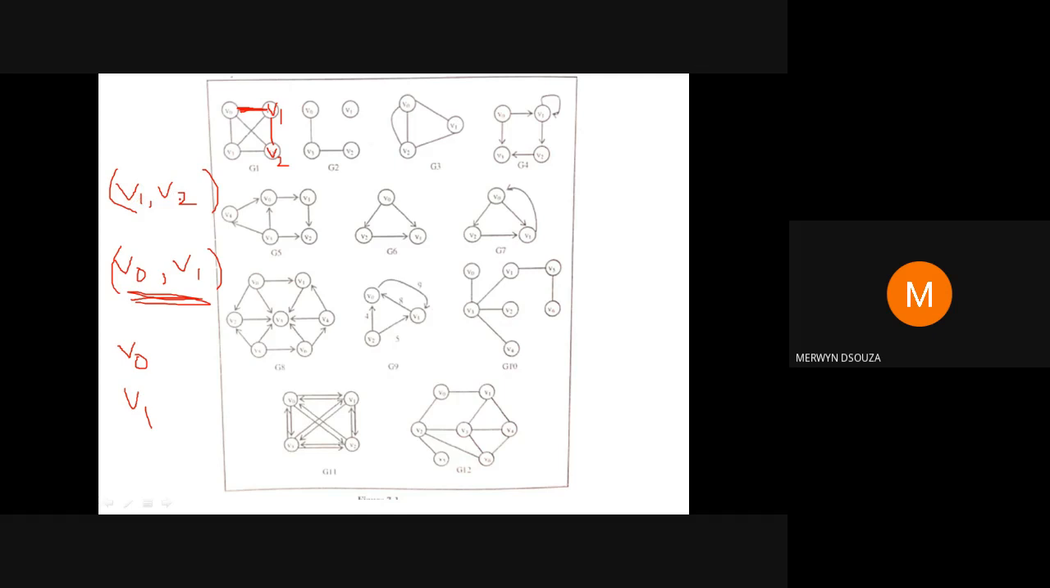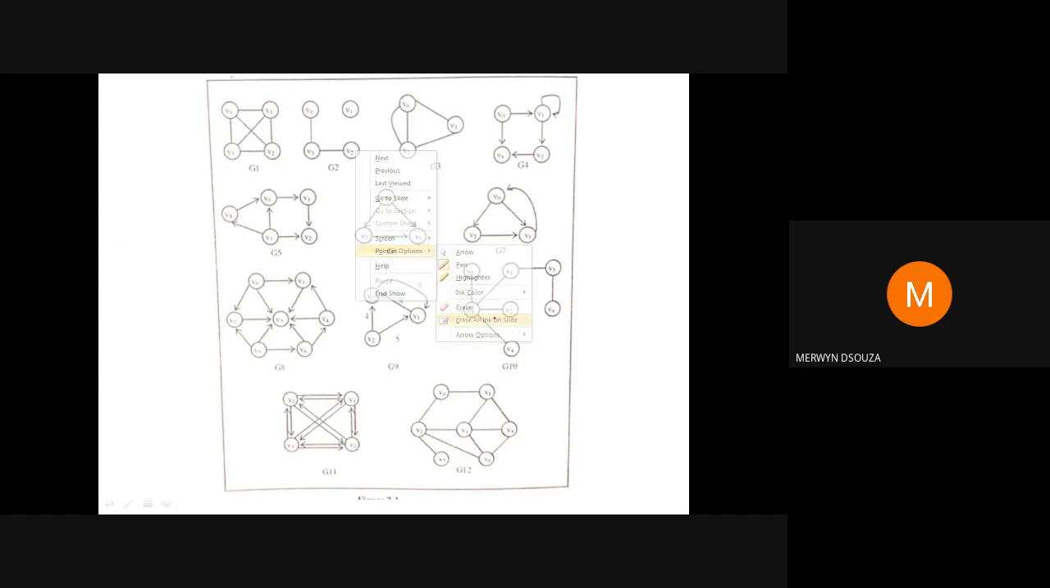In a directed graph, only in the direction of the edge can you say that it is incident. So if you consider these two vertices V4 and V0, I can say that the edge (V4, V0) is incident on the vertices V4 and V0.